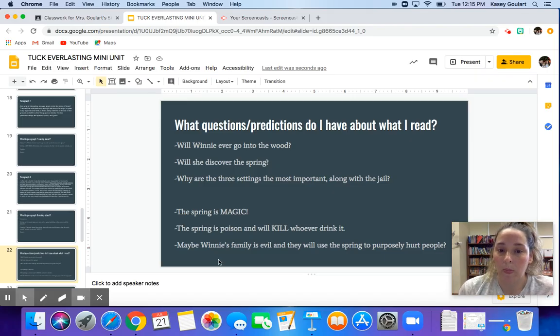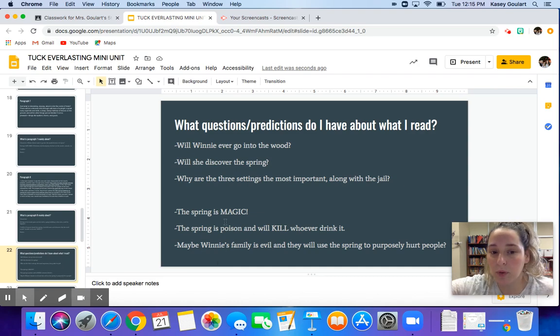I think so. Why are the 3 settings the most important along with the jail? I think that's important too because it mentions a jail. We always kind of skim over that part. The gallows are those ancient contraptions that make you put your head and your hands through holes and you have to kind of sit there all day. We usually think of the Salem witch trials when we think of gallows, but something's got to happen that's not legal in the eyes of the law of the world that we live in, and someone's going to be punished for something in the jail or maybe even in the gallows, maybe Winnie, maybe her family, we don't know.